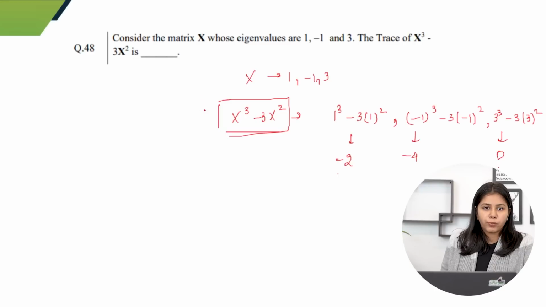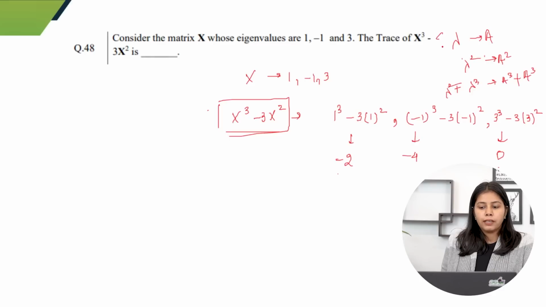Right, this is one of the properties of eigenvalues. If lambda is an eigenvalue of A, then lambda square is an eigenvalue of A square. Lambda cube would be an eigenvalue of A cube. And if I write down A cube plus A square, the eigenvalue would become lambda cube plus lambda square. So this is a property eigenvalues have.